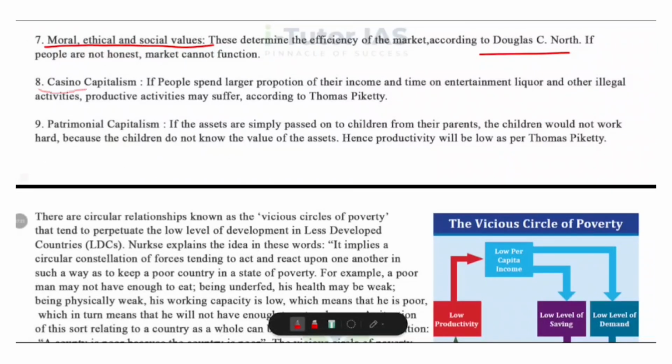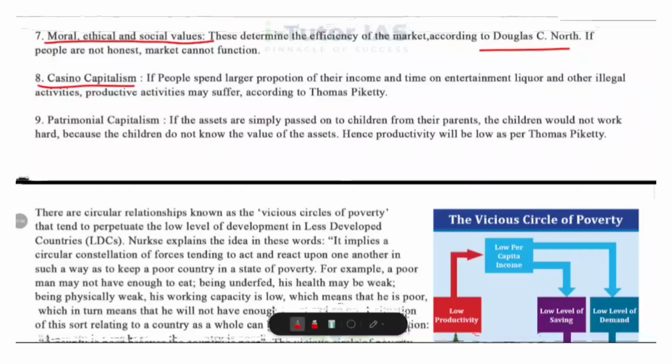Eighth, casino capitalism. Economist Thomas Piketty introduced the idea of casino capitalism. Here, people spend a large share of their income on entertainment, liquor, gambling, and other non-productive activities. When too much time and money go into this, it reduces savings, then investment and productivity. Ultimately, the economy suffers because resources move away from the productive sectors.